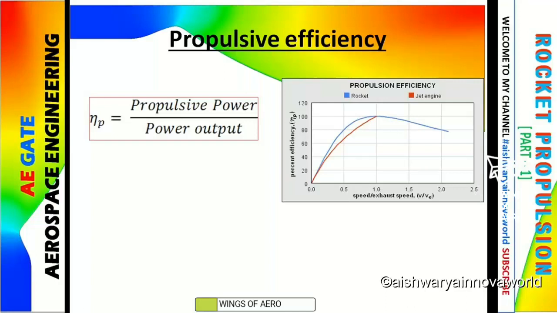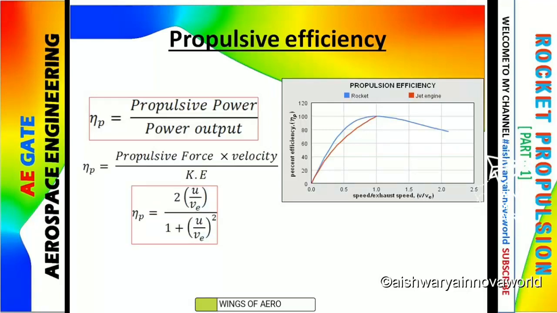Now I will come to propulsive efficiency. You have to memorize this definition. It's a ratio between the propulsive power by power output. So what is meant by propulsive power is a force into velocity, or a thrust into velocity, and our power output means a kinetic energy. So from here you can write like this, that is eta P equals twice of U by VE by 1 plus (U by VE) whole square.